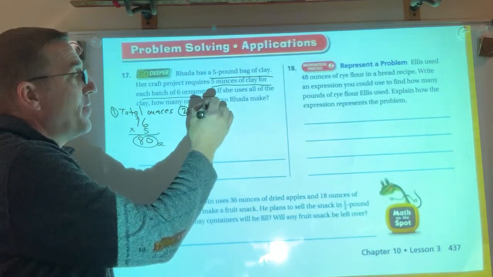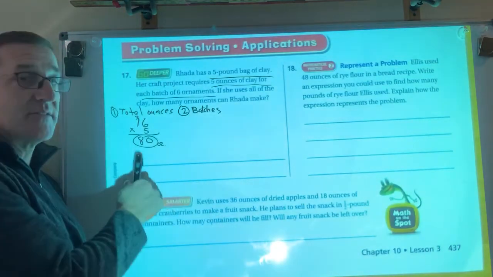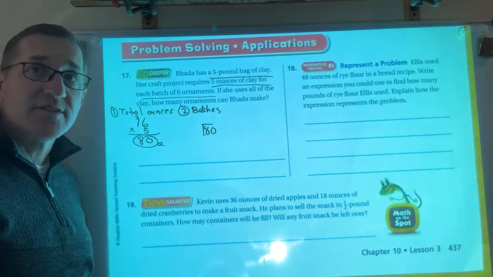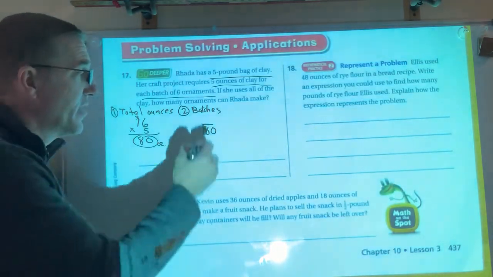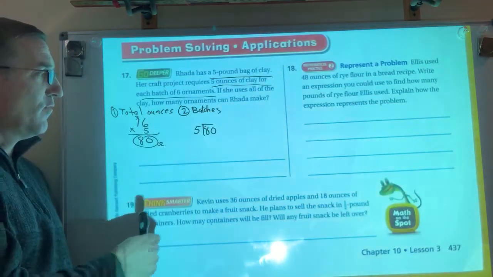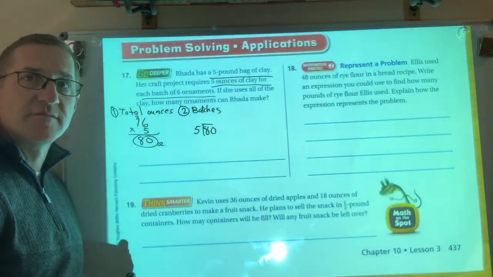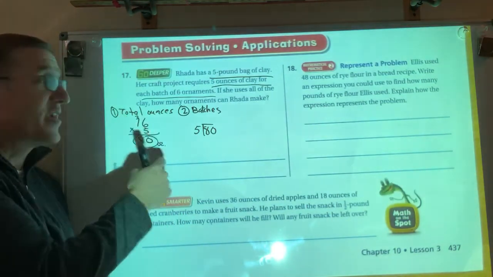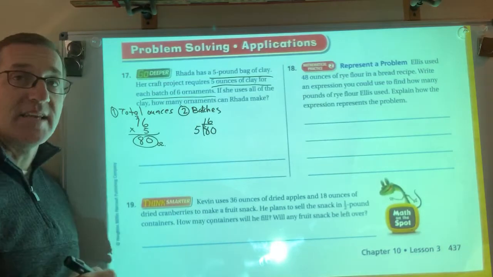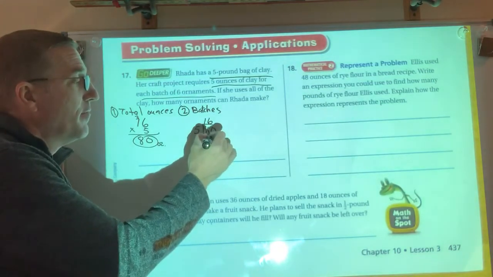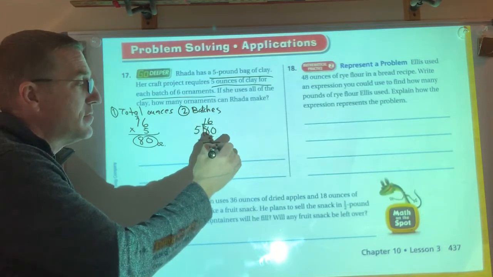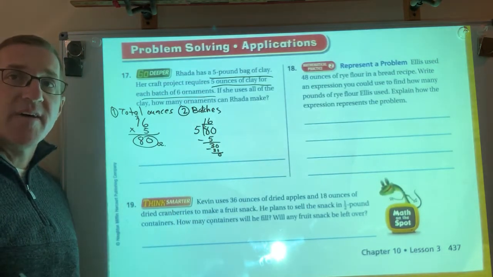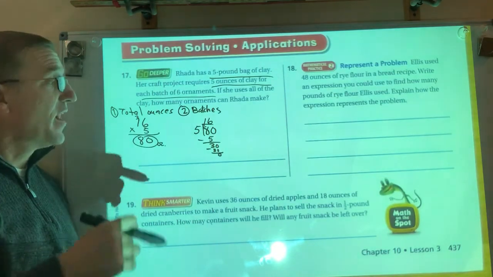Number 2, I gotta find out how many batches I can make. Well, how many ounces of clay do I have? 80. And how many ounces do I need for a batch? 5. This is where this problem got a little weird, right? Well, what's 80 divided by 5? You should know right now that's 16, right? Because it's an inverse operation. This is actually gonna be 16. If I go 16 times 5 is 80, then 80 divided by 5 is 16, or 80 divided by 16 is 5. Either way.